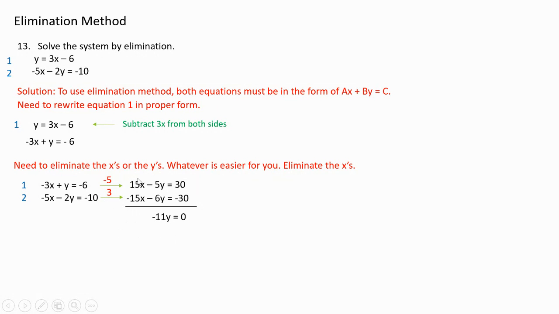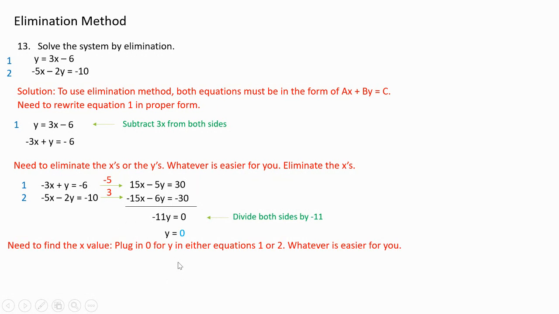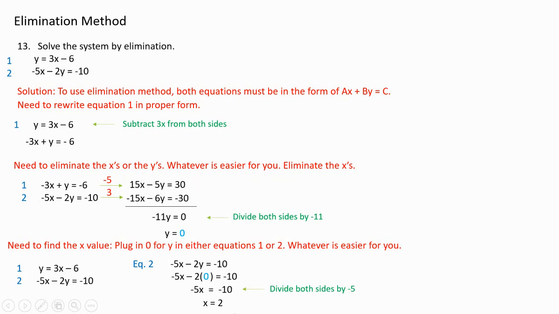So the x's will cancel. They'll be eliminated. Here we have negative 11y equals 0. We divide both sides by negative 11. So y equals 0. Then we need to go back to either equation 1 or 2 and plug in 0 for y and solve for x. I'm going to go to equation 2. So y is 0, so I'm going to plug in the 0 where the y is. This gives us negative 5x equals negative 10. We divide both sides by negative 5, and our result will be x equals 2. So we got (2, 0).